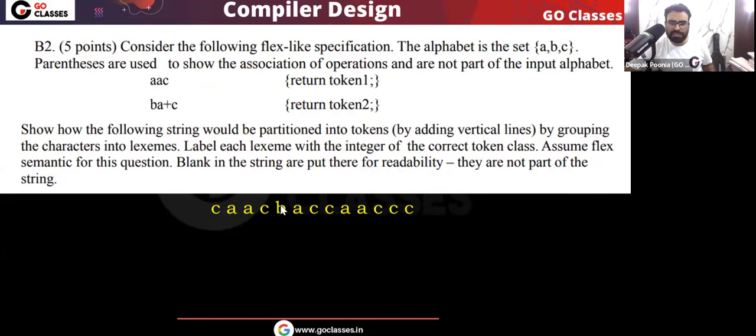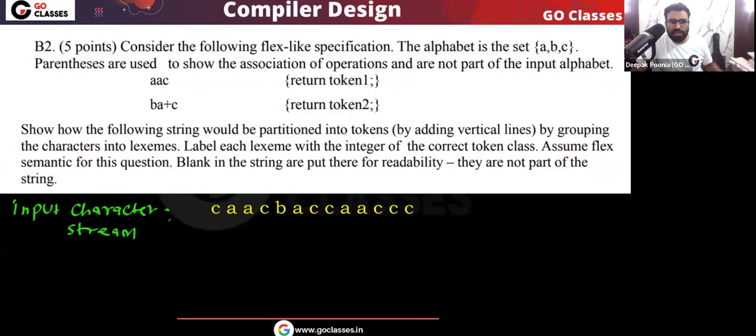Now let's see for this character stream how the tokenization will happen. Remember, this is our input character stream, and this is the input to the lexical analyzer. What the lexical analyzer will do is convert this character stream to a token stream. Now let's see how it will happen.